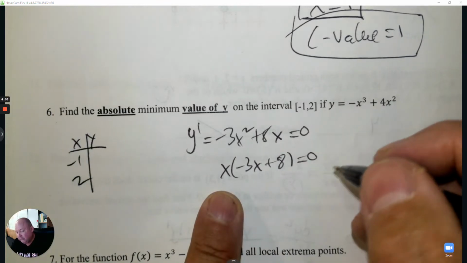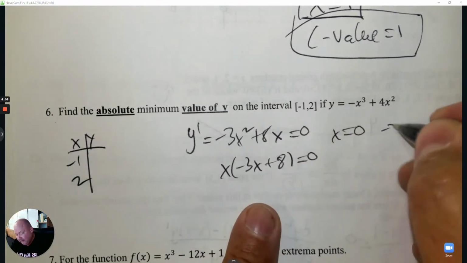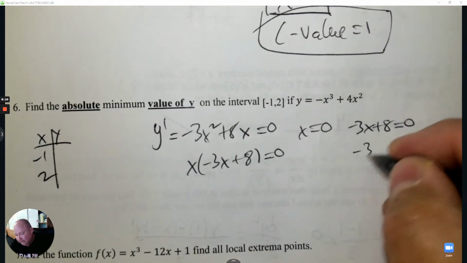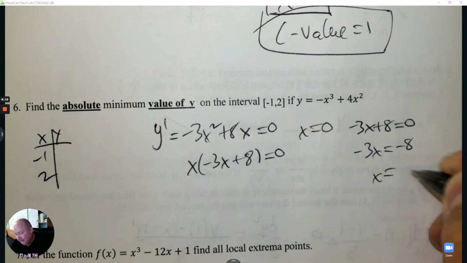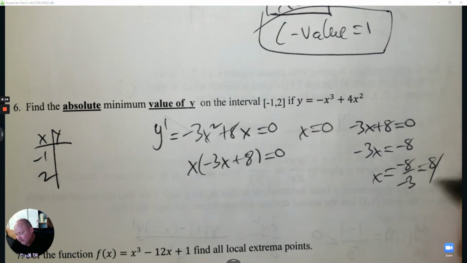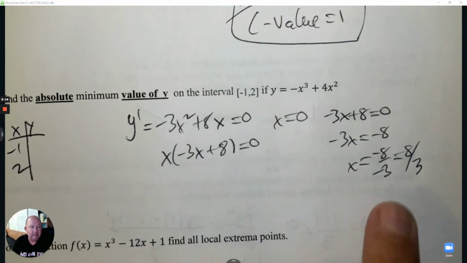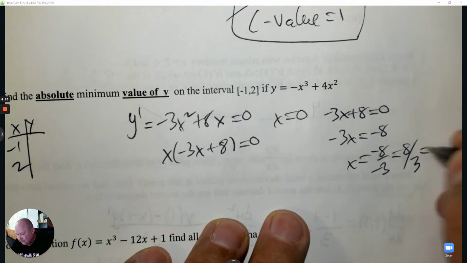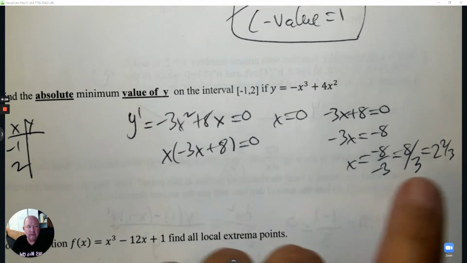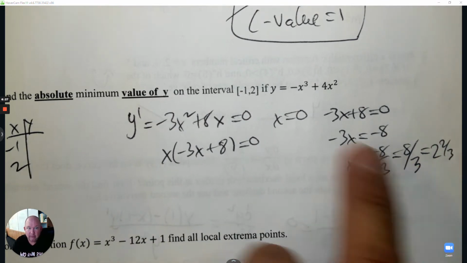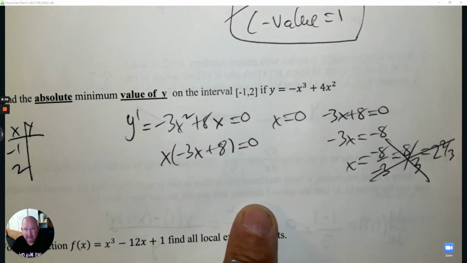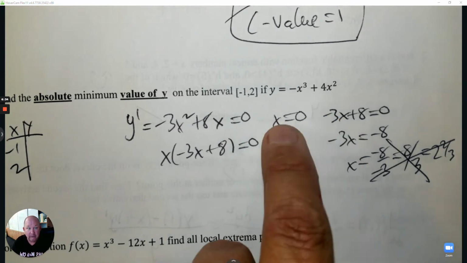So one answer is 0. The other answer, this is what I'd have to solve. So if I subtract 8 and divide by -3, a negative divided by a negative is positive. Now the next question is 8 over 3, is it in my interval from -1 to 2? So 8 divided by 3 is 2 and 2/3. So it's more than 2. So it's not in the interval. So this one would not be used in the table of values, only if it's in the interval. So 0, though, is in the interval.